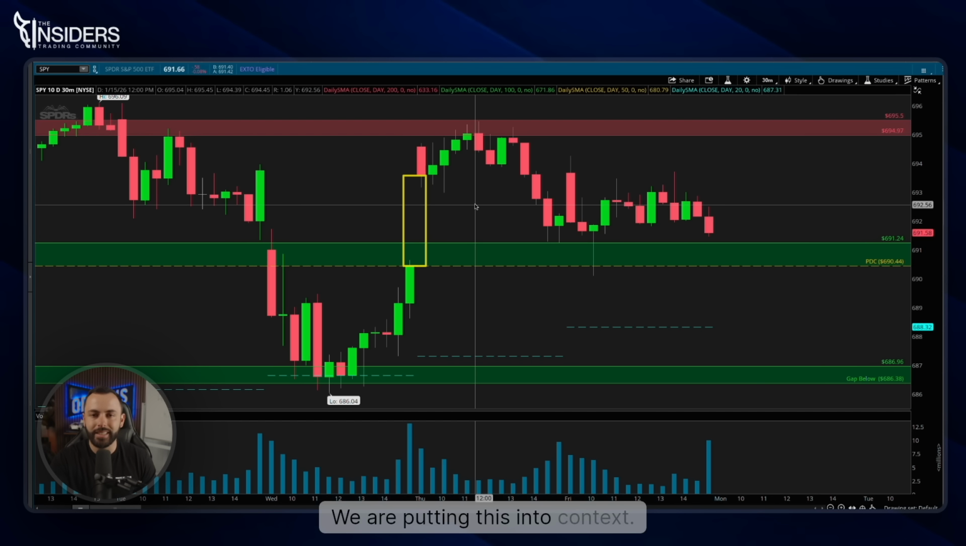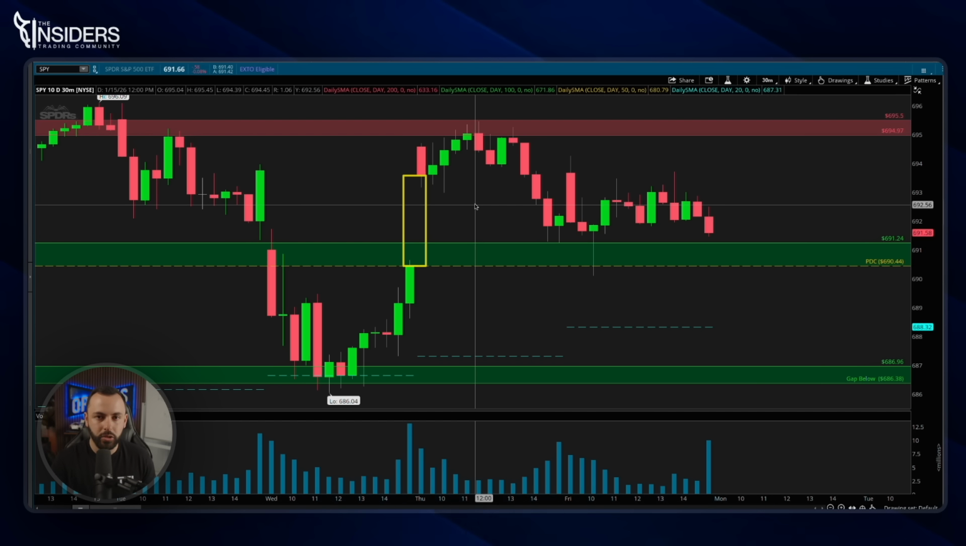We are putting this into context. We have a gap below, something that likely is going to get filled, and so now we need to be looking to see what happens when the SPY fills the gap. And something that commonly occurs is a gap close and a reversal. Right? This is a system and a strategy that a lot of traders look for. They look for the market to fill the gap, and they look for that gap fill level to be a potential bounce point. But what is key?